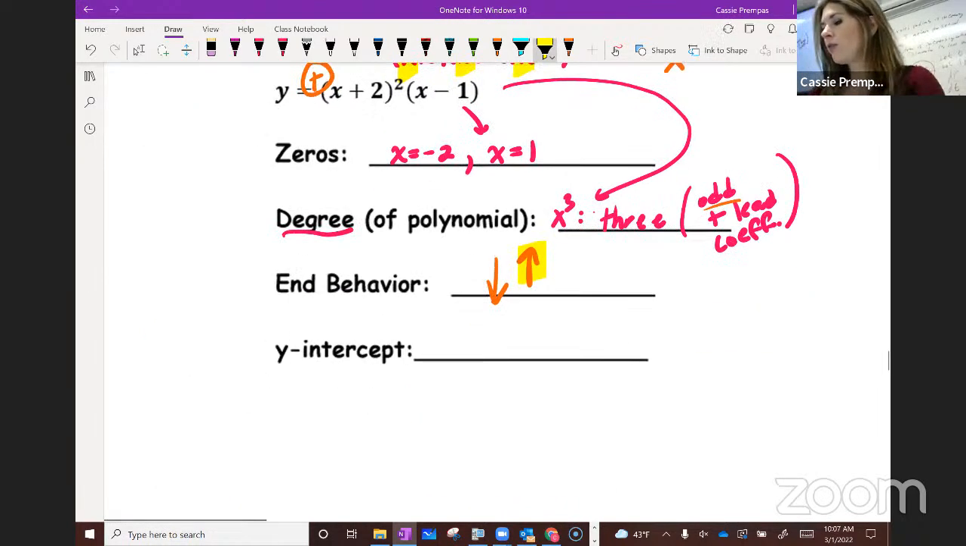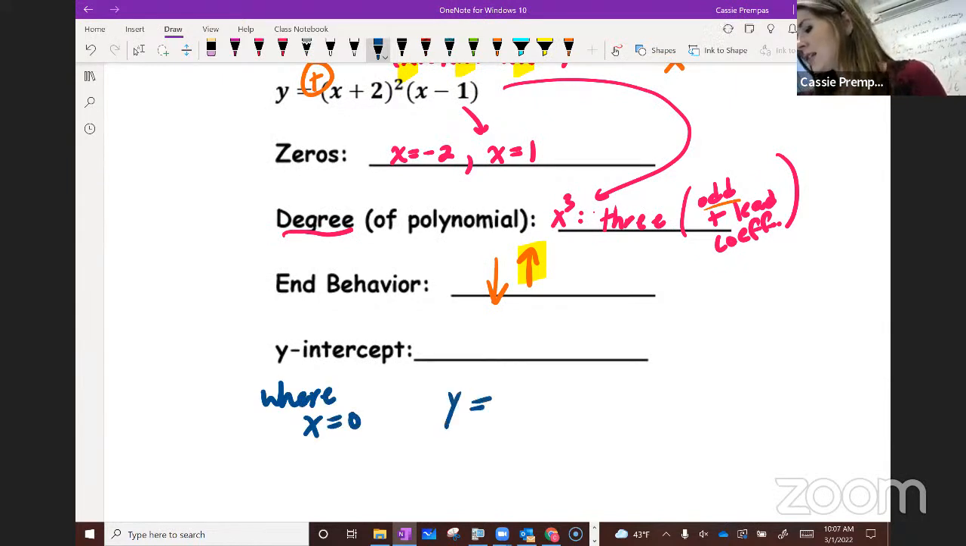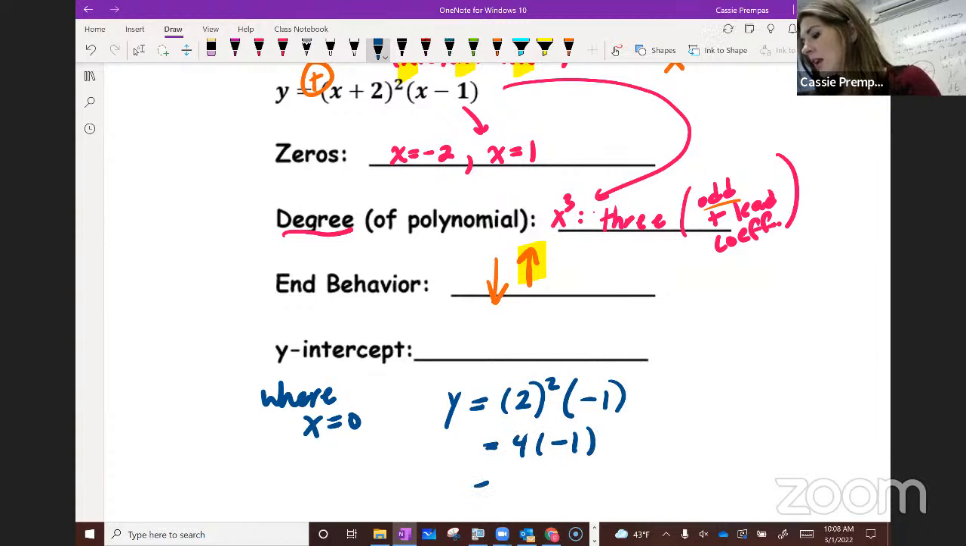Okay, now how do we find the y-intercept? Again, that's where x is equal to 0. So we would have y is equal to 0 plus 2, which would give me 2 squared, times 0 minus 1, which would give me negative 1. 4 times negative 1 gives me negative 4. So I have the y-intercept 0, negative 4.